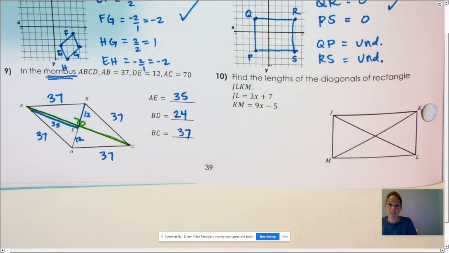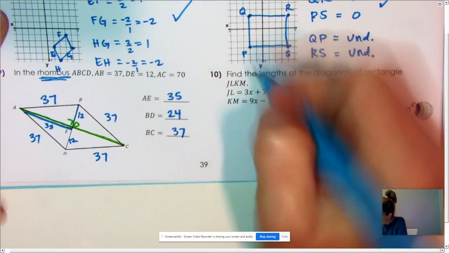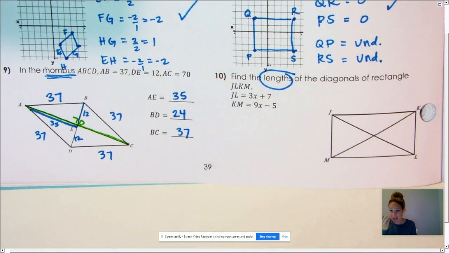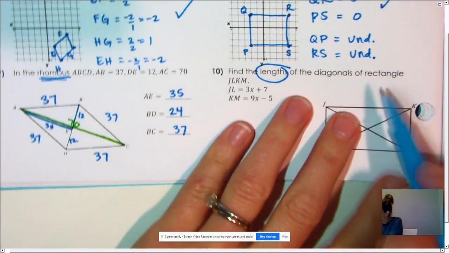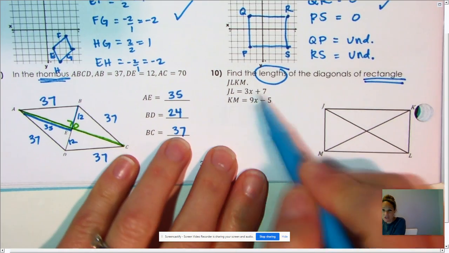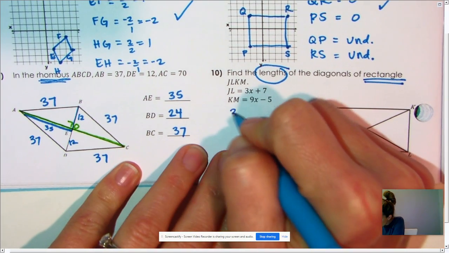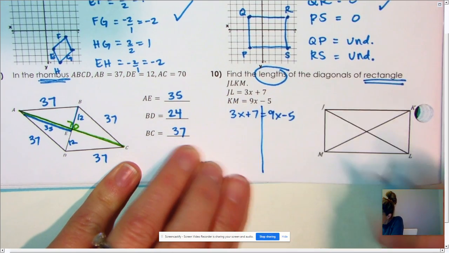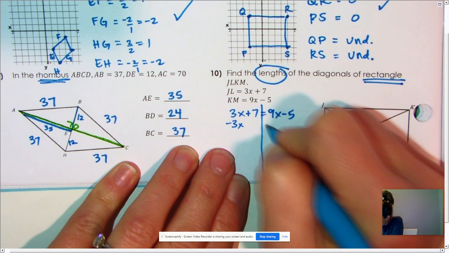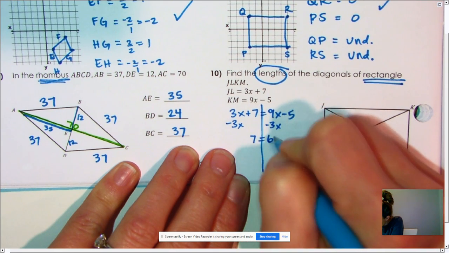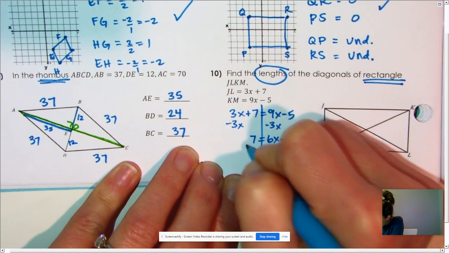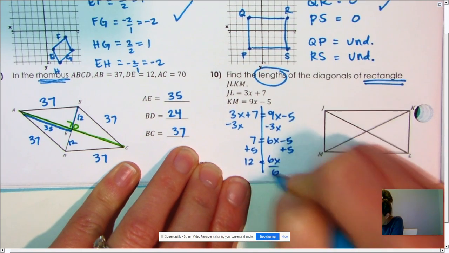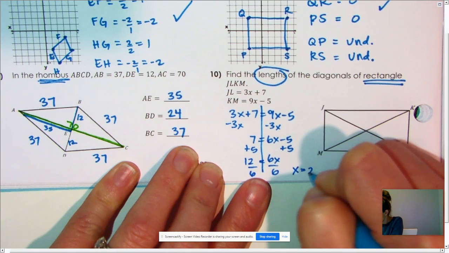All right, question number 10, find the lengths. Now note this one's not asking for X, it's asking for the lengths of the diagonals. Well, because it's a rectangle, I know that the diagonals are equal. So I can write 3x plus 7 has to equal 9x minus 5. Then I'm going to solve for that, minus 3x on both sides. So 7 equals 6x, take away 5. I'm going to add the 5. I know I'm going really fast. Pause the video to catch up. Divide by 6. X is equal to 2.